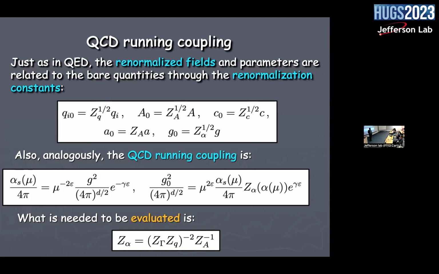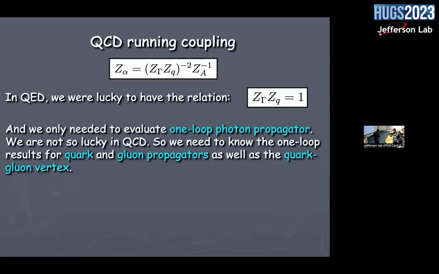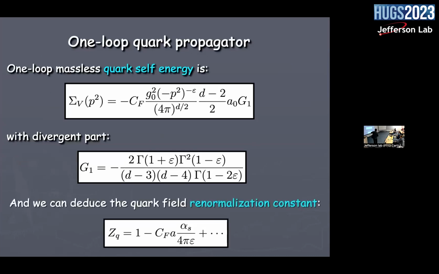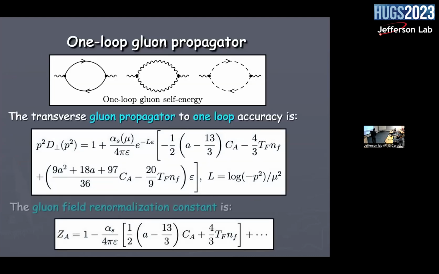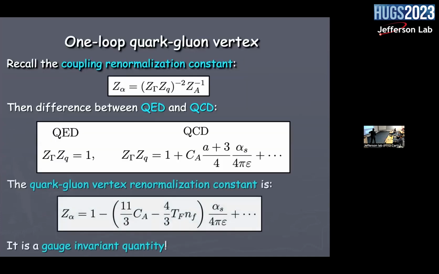So as a good professor, when it is simple, you do it, and when it's complicated, you ask the students to do it at home. So that's what I will ask you. In QED, we were lucky that Z gamma times Z Q is 1. In QCD, it doesn't happen, and there are many other things that don't happen. In quantum electrodynamics, the product of this was 1, and that helped me so that I didn't have to calculate any of them. But here in QCD, it's not like that.